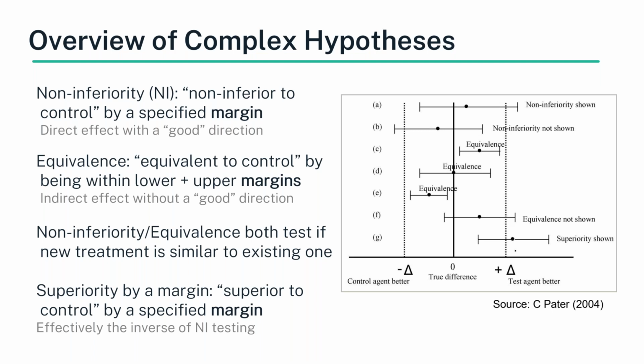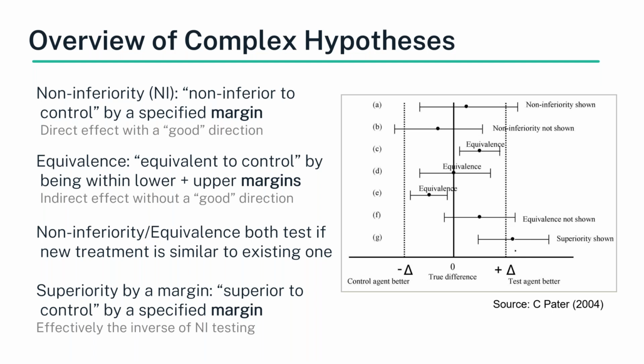Now, generally, when you are testing non-inferiority, you are testing a direct effect measure with a quote-unquote good direction. So mortality, or blood pressure in the case where a patient suffers from hypertension, then lowering the blood pressure is good. Increasing the blood pressure is bad. And so if the new treatment lowers blood pressure more than the existing one, then that will, of course, still be significant, within reasonable bounds, of course.